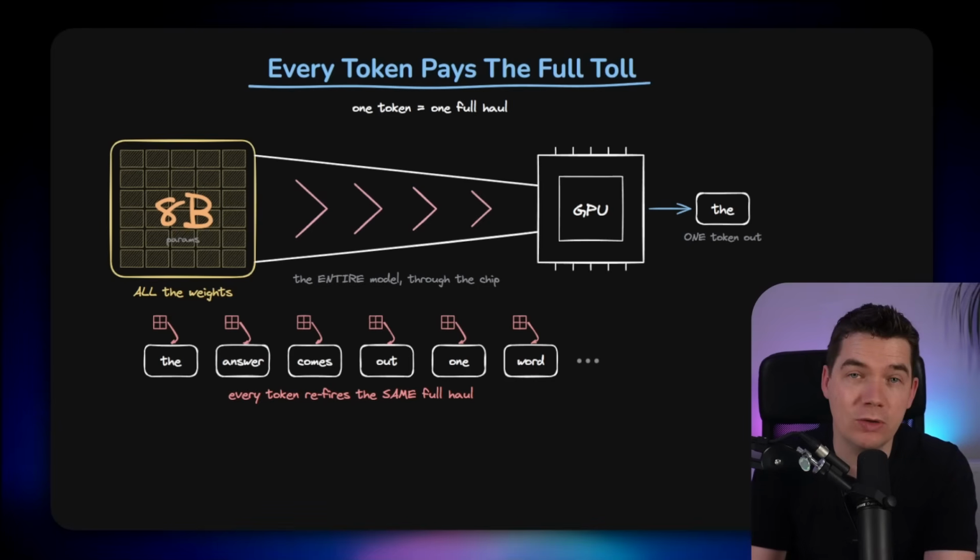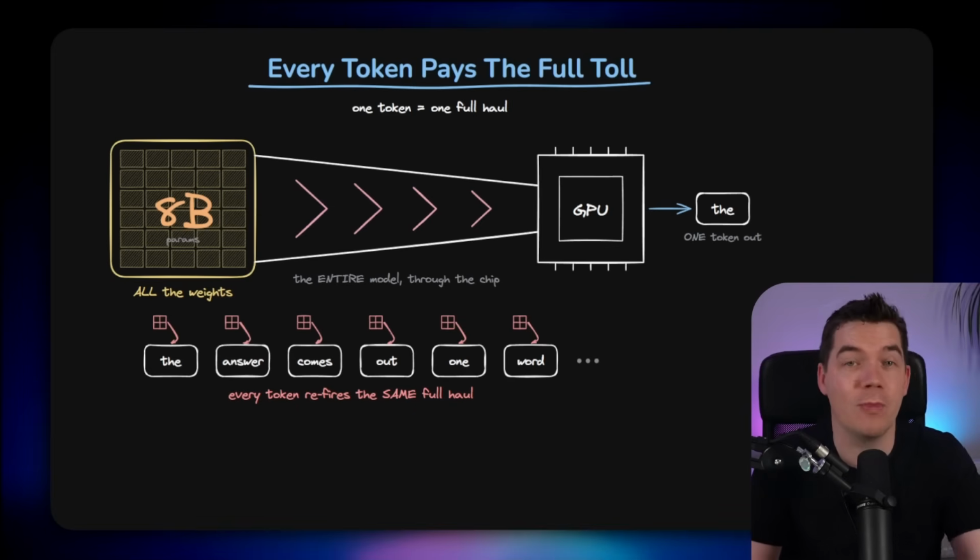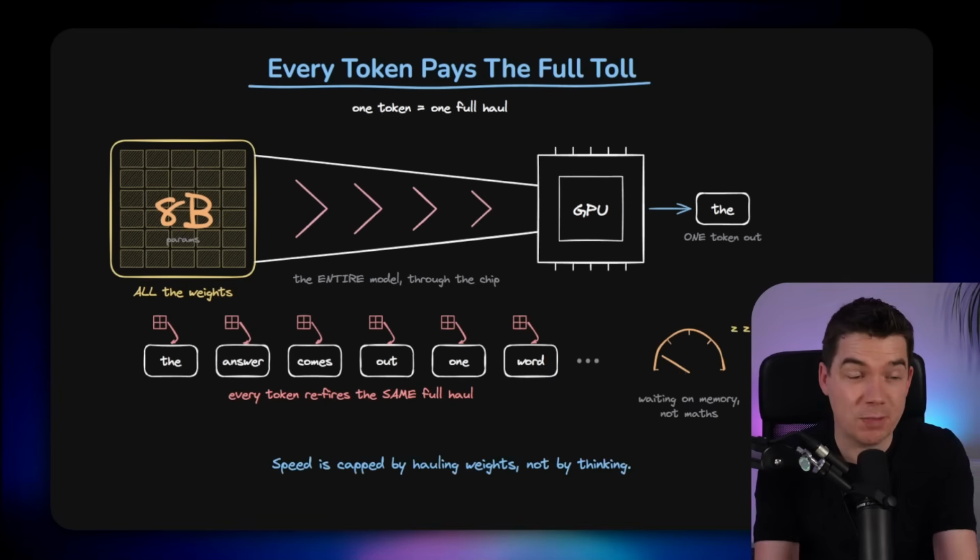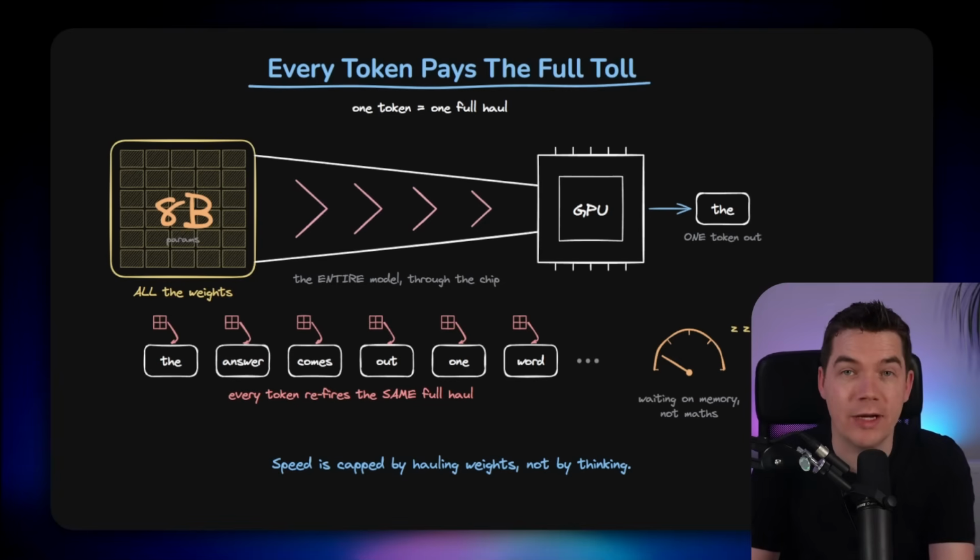And modern GPUs can do the maths far faster than the memory can actually feed them, which means for most of a generation, the chip is essentially just sitting there waiting for the model to arrive. This generation speed is capped by how fast you can move the weights as opposed to how fast you can calculate. And the interesting thing is, if you paste a long document into a chat, the model pretty much swallows the whole thing in about a second, but its reply still dribbles out one word at a time.